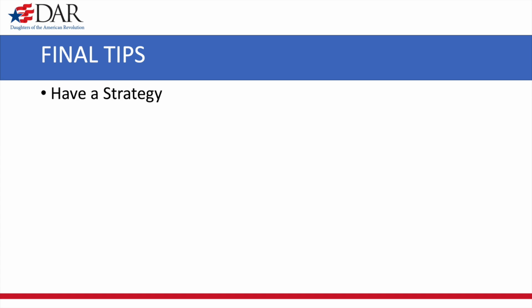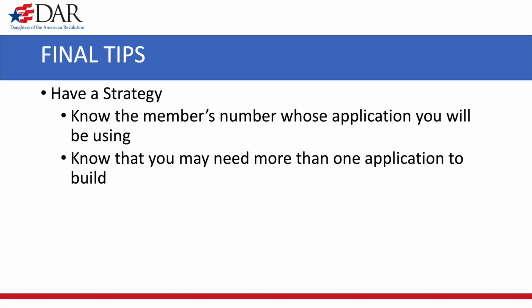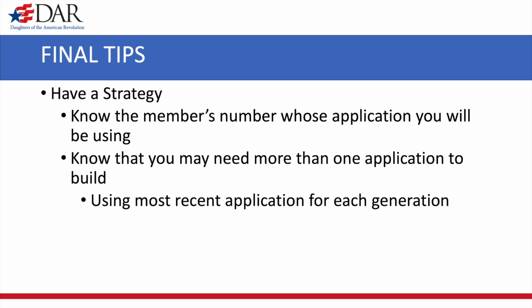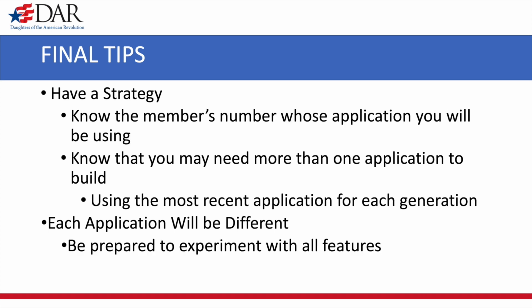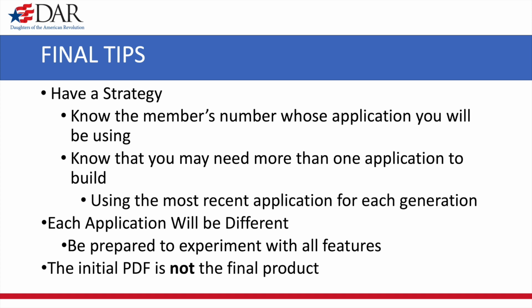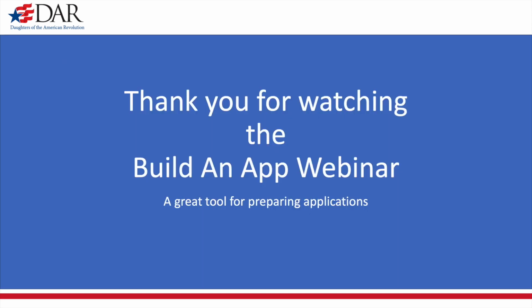Have a strategy. Know the member's number whose lineage you will be using, but know that you may need more than one application to build, so that you are using the most recent application for each generation. Each application will be different. And be prepared to experiment with all the features. The initial download of the PDF is not the final product. You must take extra steps to fill in the missing pieces.